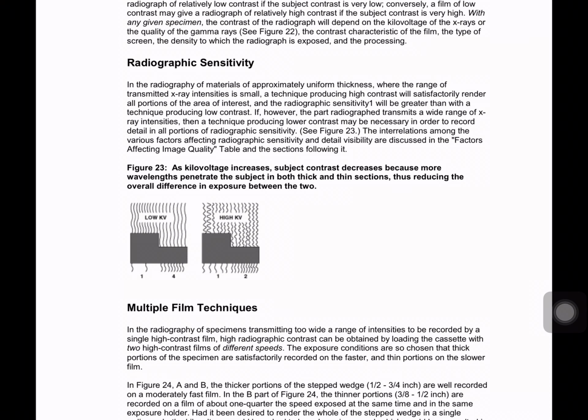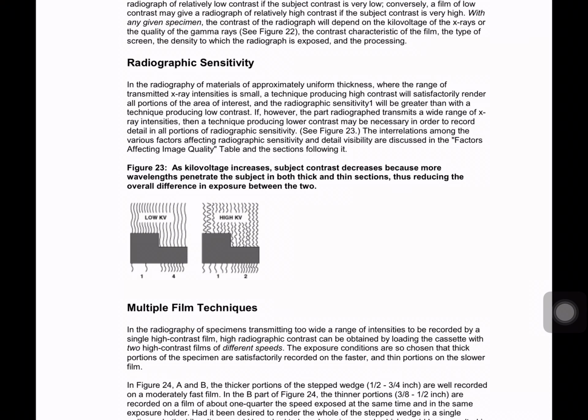and the radiographic sensitivity will be greater than with a technique producing low contrast. If, however, the part radiographed transmits a wide range of X-ray intensity, then a technique producing lower contrast may be necessary in order to record detail in all portions of the radiograph. The interrelations among the various factors affecting radiographic sensitivity and detail visibility are discussed in the factors affecting image quality table and the sections following it.